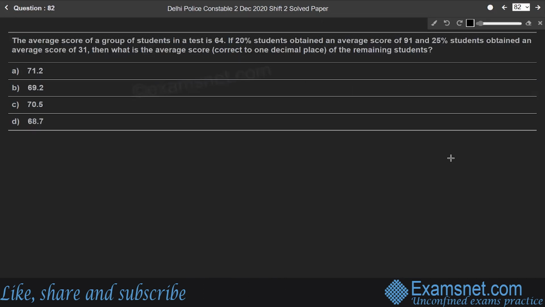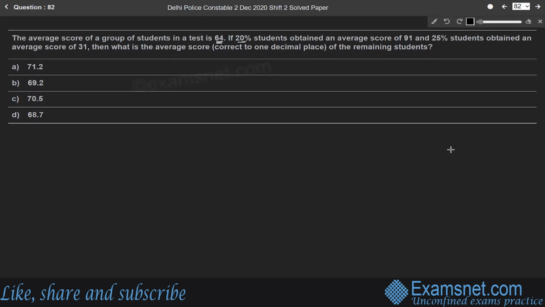Question 82. The average score of a group of students in a test is 64. If 20% students obtained an average score of 91 and 25% students obtained an average score of 31, then what is the average score of the remaining students? Correct to one decimal place. So here, the average score of the group of students is 64.